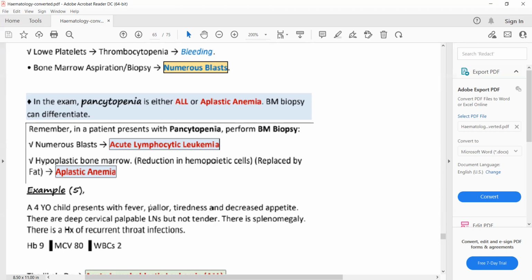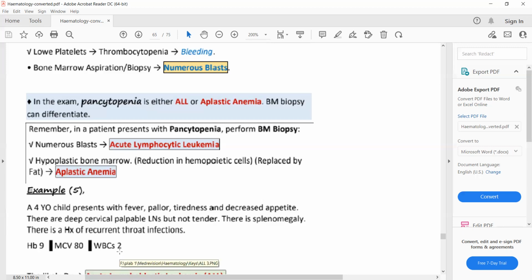So a 4-year-old child who presents to you with pallor and tiredness, which are features of anemia, and a history of recurrent infection, which is a presentation of a decreased white blood cell count or abnormal white blood cells. His HB is 9, so anemia is confirmed on peripheral blood smear, and WBC count is 2.